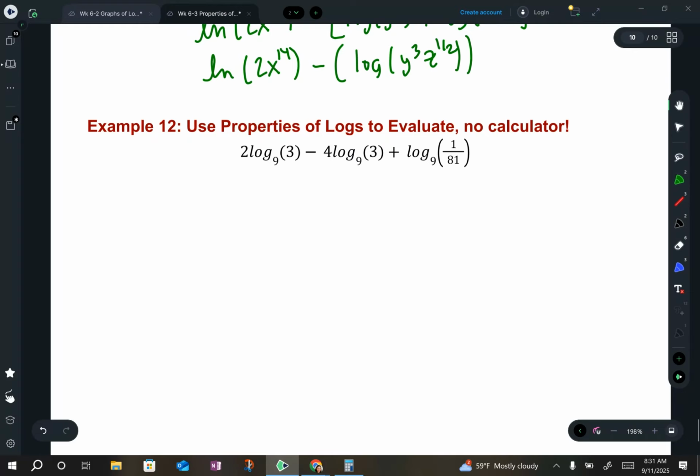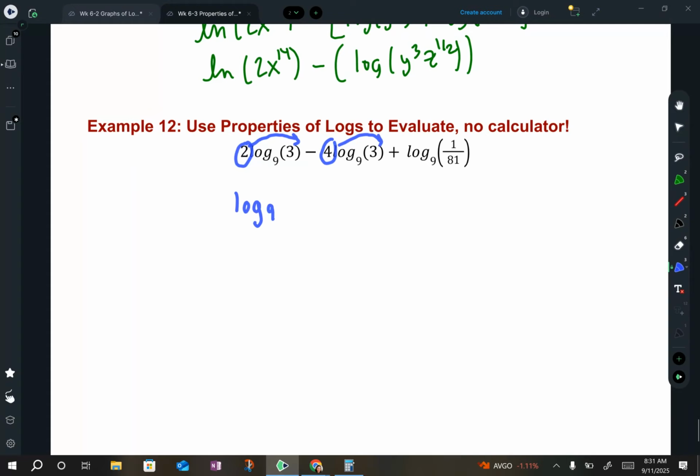Give it a try. Use all your properties of logs and try to figure out what this equals. Don't use a calculator. All right, did you get a value? Well, let's give this a try. The first thing I'm going to do is get rid of my exponents here. That goes up here, and I'm going to put the 4 up here. And this one doesn't have a coefficient, so I'll leave it. So this is log base 9 of 3 squared minus log base 9 of 3 to the 4th plus log base 9 of 1 over 81.